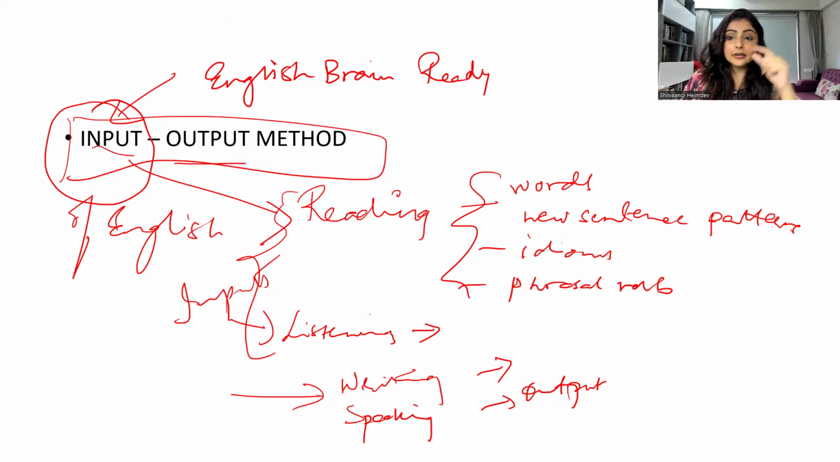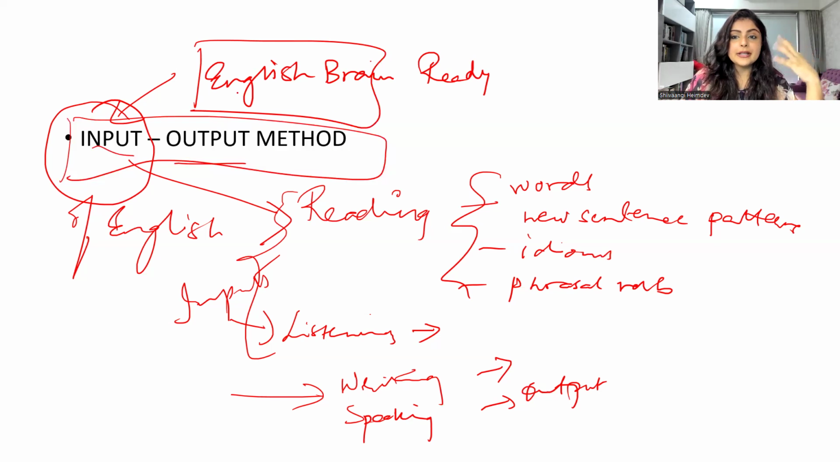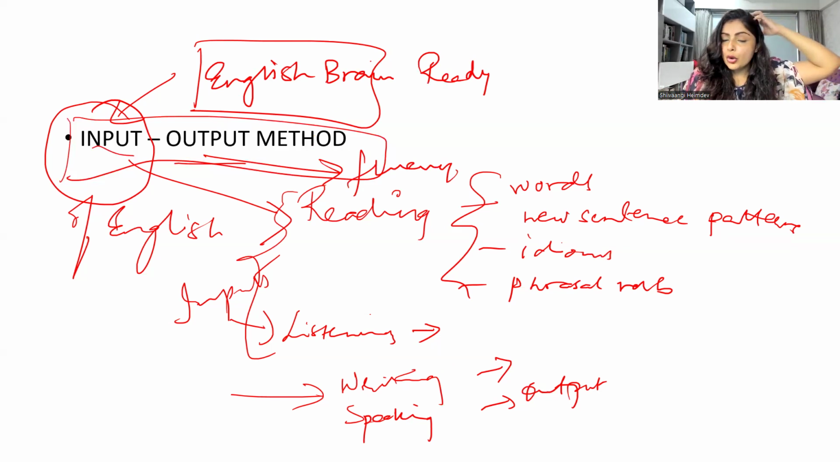Okay. The more you work on this part, making your English brain ready, you will see the difference in your fluency, because fluency is basically the output that you are expecting. So fluency is a byproduct. The more inputs you give to your brain in English, the output will follow automatically.